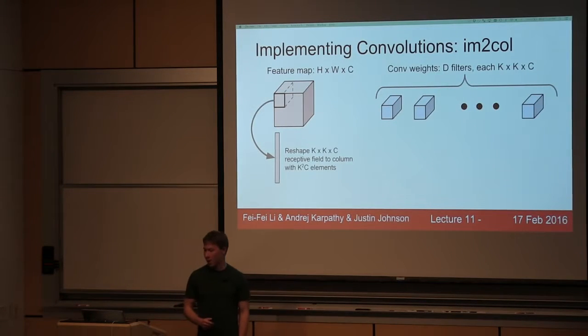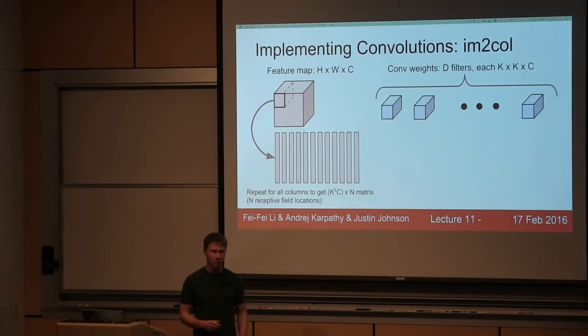So the idea is that we're going to take the first receptive field of the image, which is this k by k by c region in the input volume, and we're going to reshape it into this column of k squared by c elements. And then we're going to repeat this for every possible receptive field in the image. So we're going to take this little guy and shift him over all possible regions in the image. And here I'm just saying that there's going to be maybe n different receptive field locations. So now we've taken our image and reshaped it into this giant matrix of k squared by c by n. Anyone see what a potential problem with this might be?